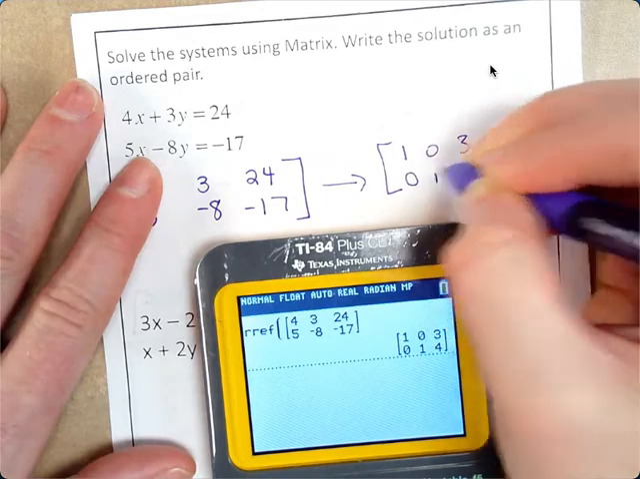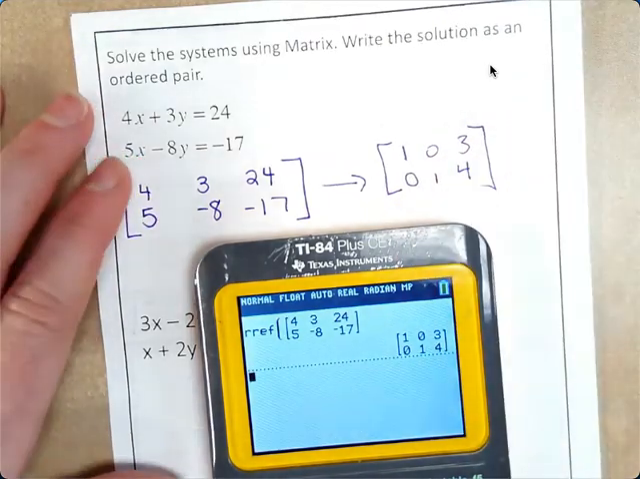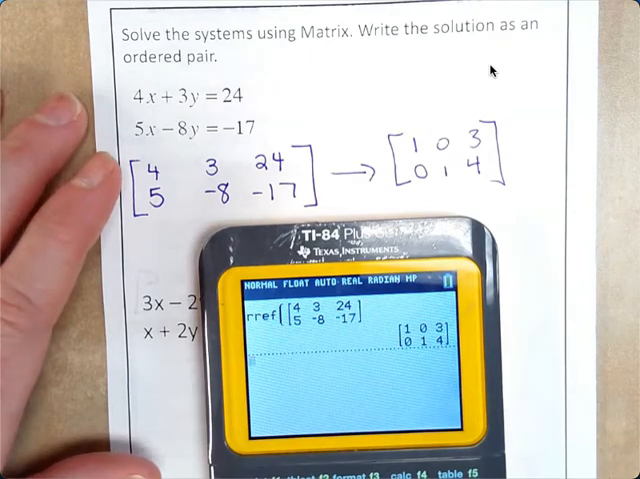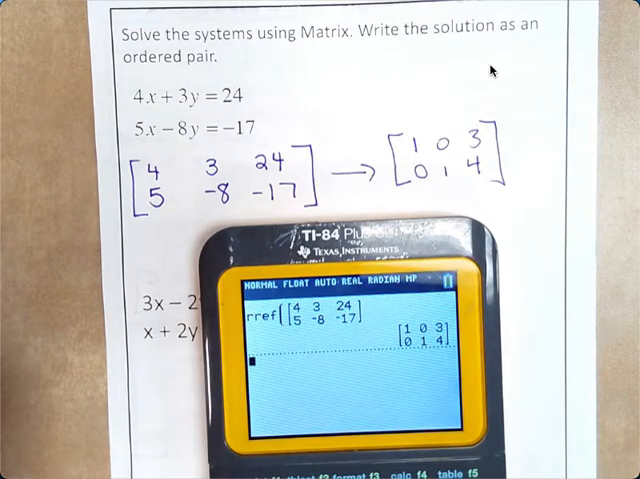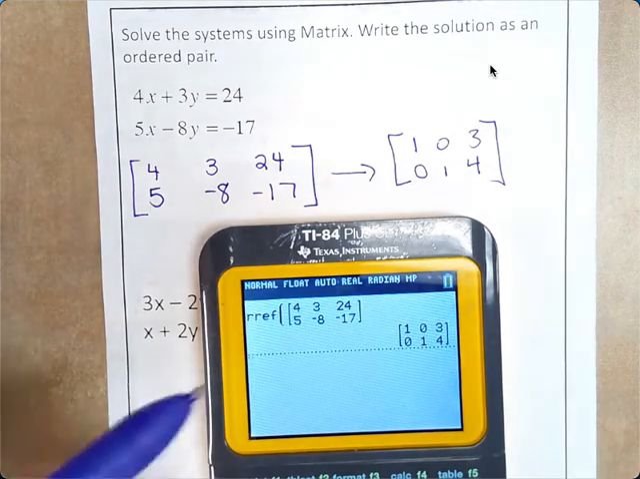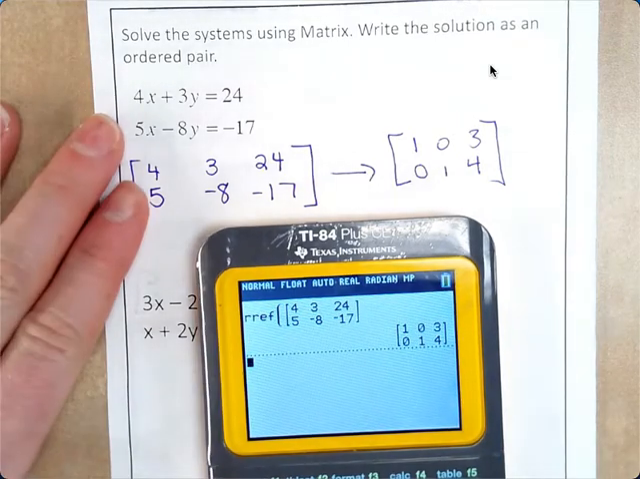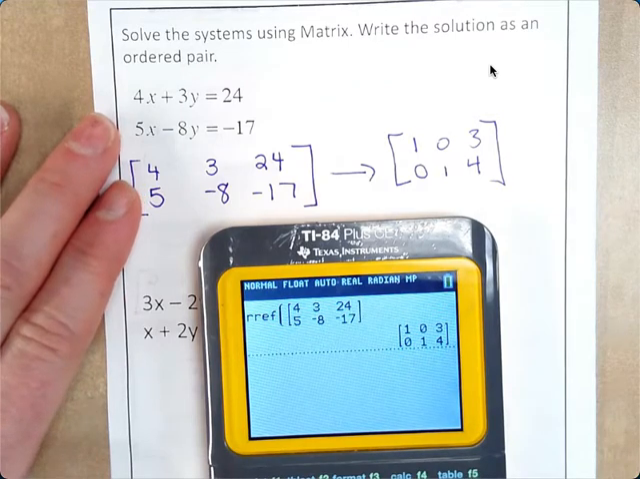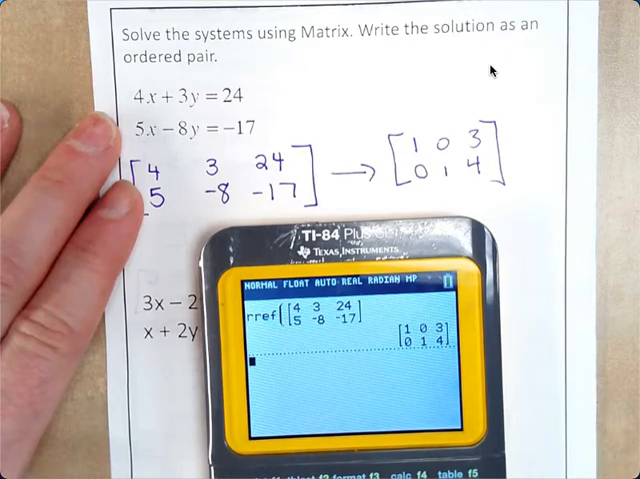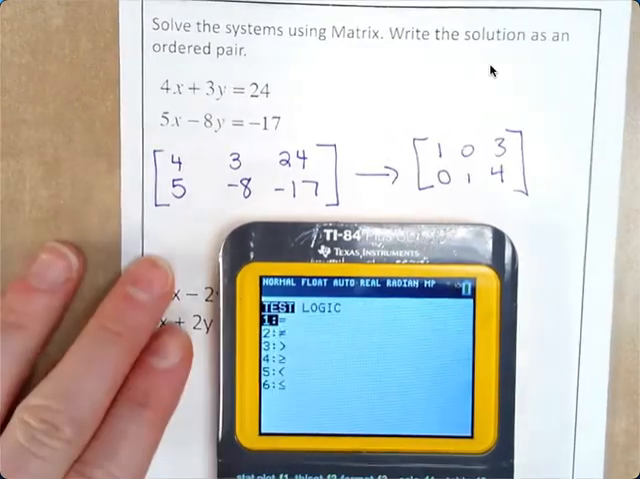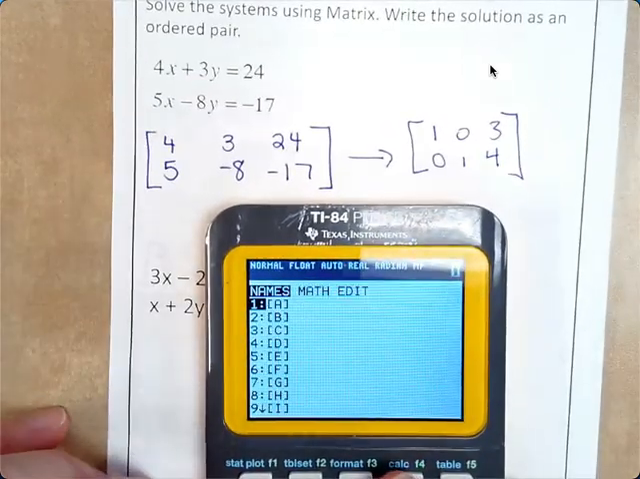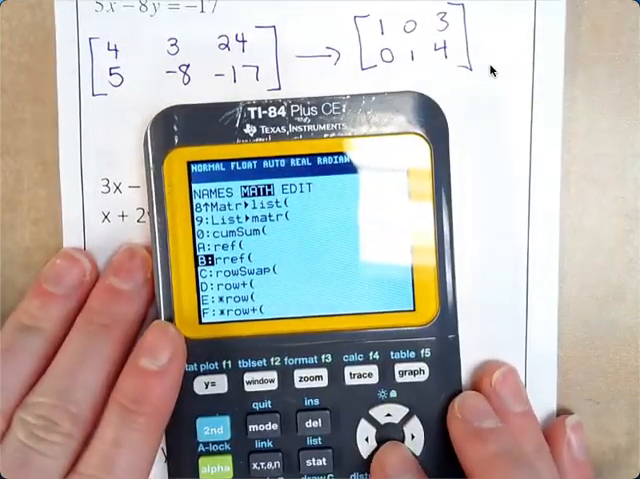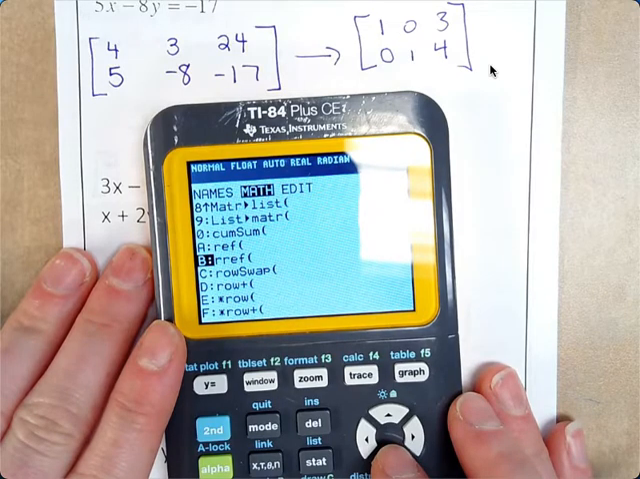Hey, were you able to get this solution? If you just do the REF, it won't work. So make sure you pick the right selection, which was B, RREF. Whenever you go over here, if you just use REF, it won't work. You have to go to B, which is RREF.